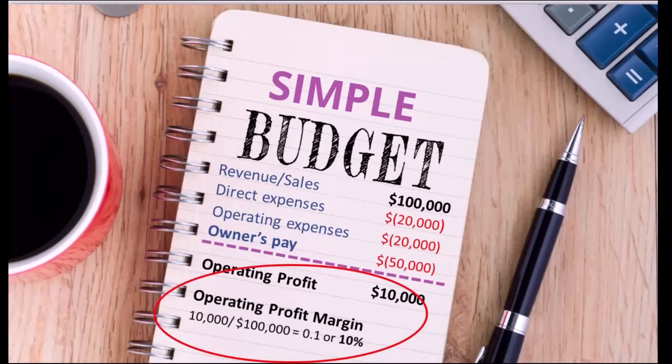Another way of looking at it, if we looked at it in percentages, our net profit margin is $10,000 divided by $100,000, which is we have a 10% profit margin. That's good. We want a positive profit margin.